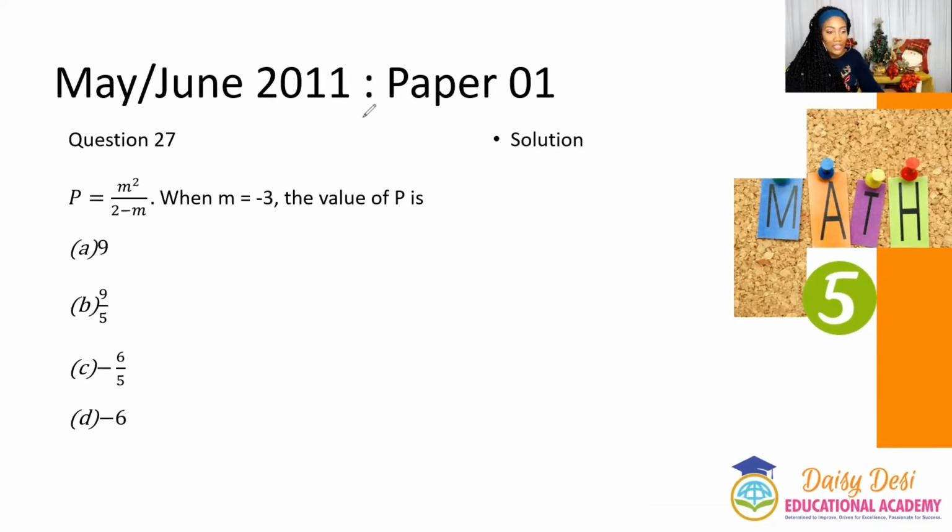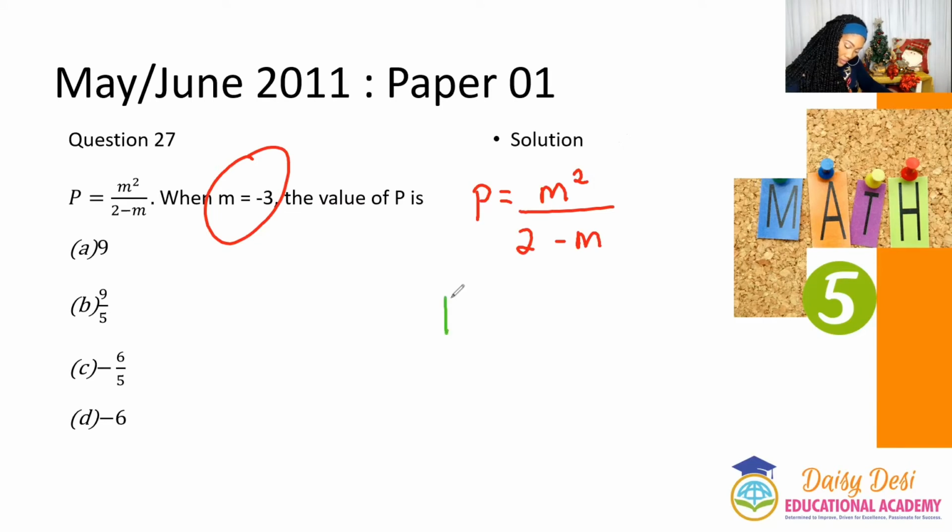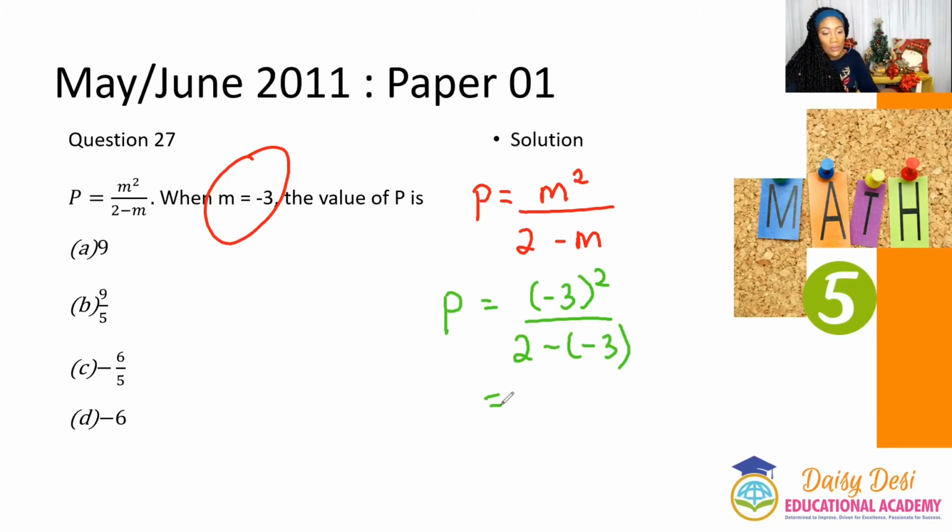We are now on the May-June 2011 paper 1 question 27. We have P is equal to M squared all over 2 take away M. M is equal to -3. Wherever you see M, you are putting -3. So therefore, P is equal to, instead of M, you're putting -3 squared all over 2, take away -3. -3 squared simply means you're multiplying -3 by itself 2 times. That means -3 multiplied by -3 all over 2.